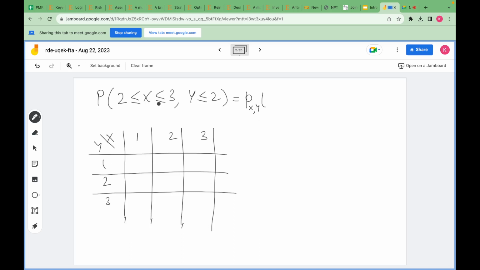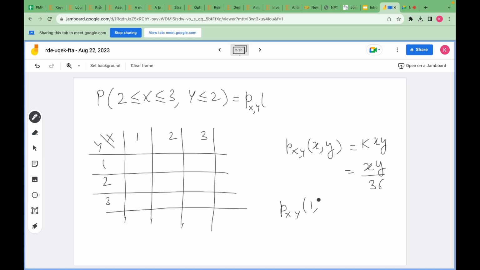Now we can put the values in p(x,y) equals kxy, and we found the value of k, which is 1 upon 36. So we can find the probability for all the points by putting the x and y values in this expression.